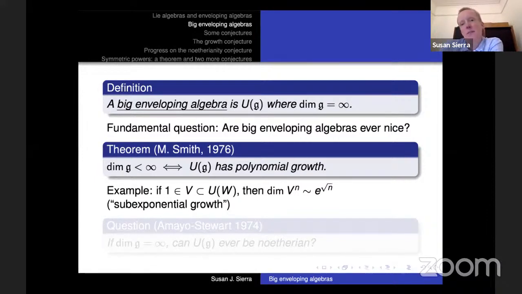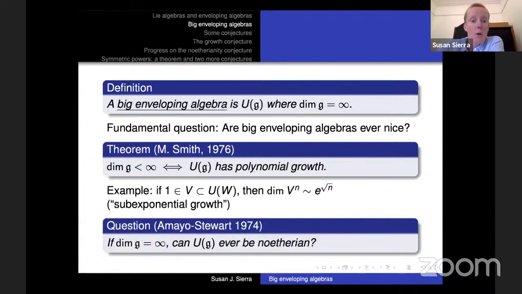So we know that enveloping algebras, I asked if enveloping algebras are ever nice, and they never have polynomial growth. So what about Noetherianity? So this was actually asked in 1974. Is it possible for the enveloping algebra of an infinite dimensional Lie algebra to ever be Noetherian?